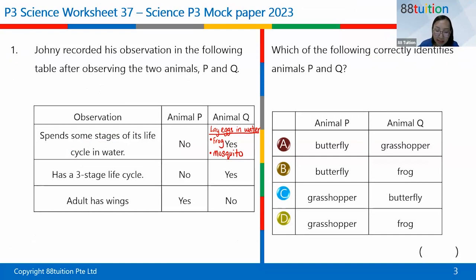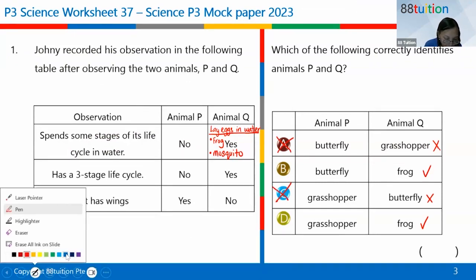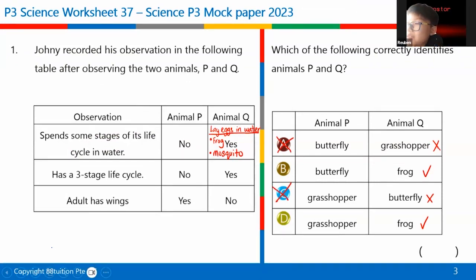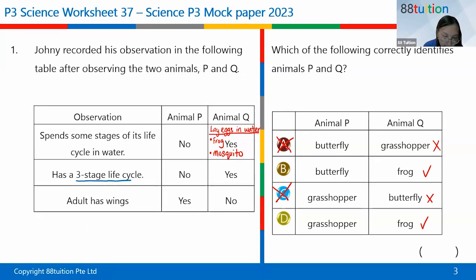Please remember lay eggs in water is frog and mosquito. So frog is correct here. All right, so it's either frog and mosquito. So this one straight away wrong already. All right, so A and C is definitely wrong. Okay, then I move on. I use a different color. All right, so 3-stage life cycle. So here, yes, means this is 3-stage.